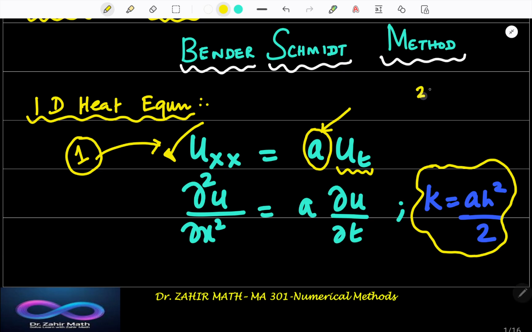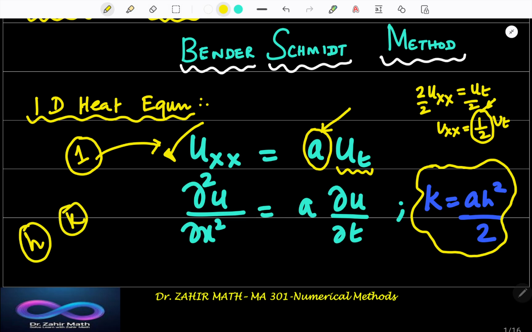For example, suppose your equation is given as 2Uxx equals Ut. So what is your A value? The A value is going to become 1 by 2. Keep in mind, always keep the coefficient of Uxx as 1 and the coefficient of Ut is your A. Here, two things are needed. One is H, another one is K. H is for the X direction and K is for the T direction.